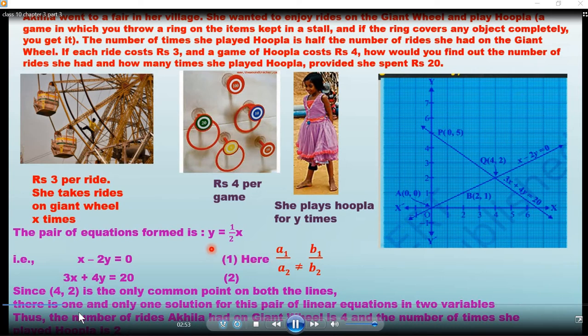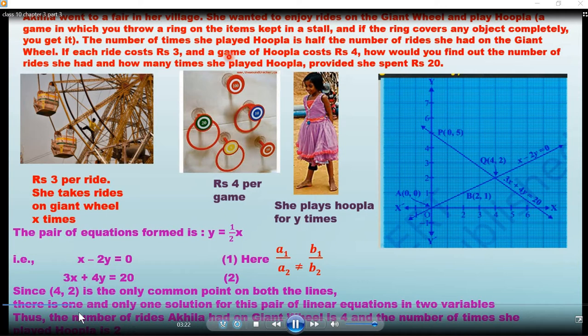So, if she had the ride on giant wheel equal to X, then she has played hoopla half the number of times, means half into X. So half into X means half the number of times she sits on giant wheel. Half into X is equal to Y. This is the condition applied.